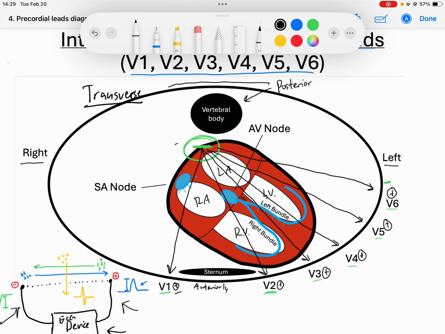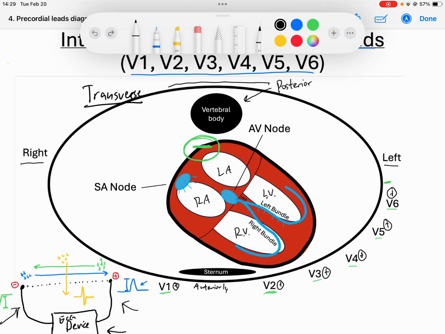Now that we've defined how these leads are created, let's talk a little bit about what we can expect from a waveform perspective in these leads, based on their orientation. I think it's helpful to grasp this concept if we go through a sinus beat: what should we expect in these leads? So we'll take off the arrows, and we'll go from there, okay?